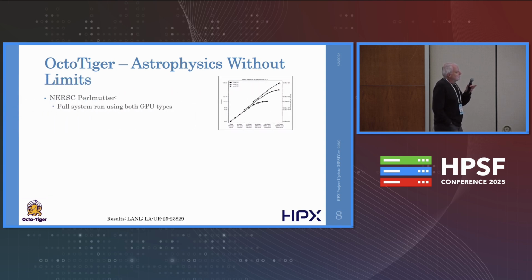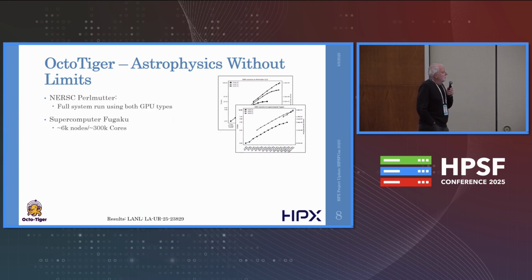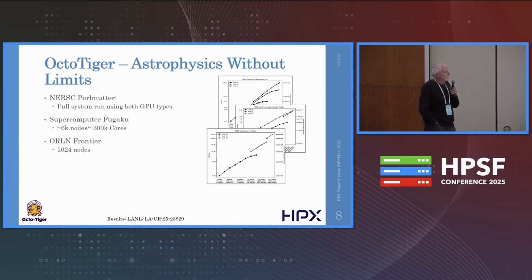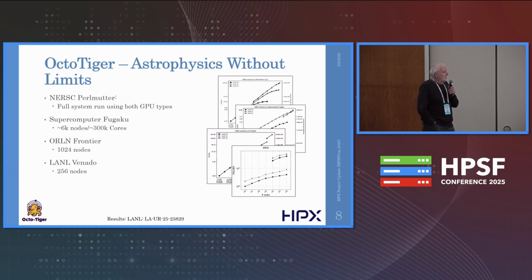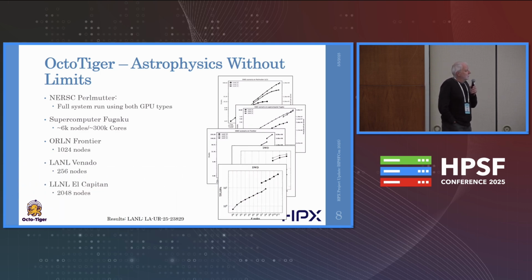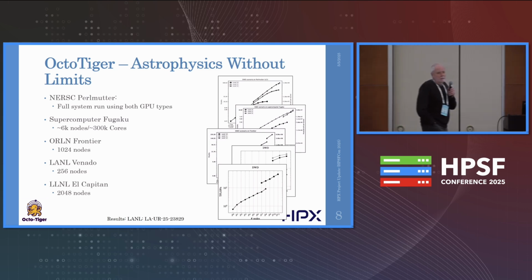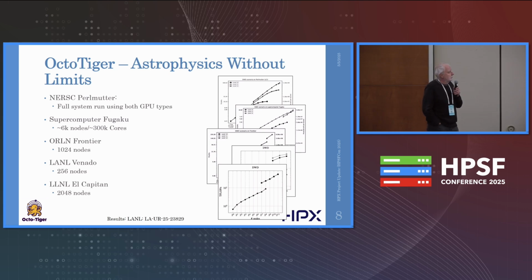And I want to show you just some glimpse of what we will explain more in the Thursday session. Just some examples. Full system run on NERSC Perlmutter, 6K nodes on Fugaku, 1,000 nodes on Frontier, 256 nodes on Venado, 2,000 nodes on El Capitan, and so on. And all these with the same code. Absolutely the same code, just recompiled. Uses high level of parallelism, high level of asynchrony.